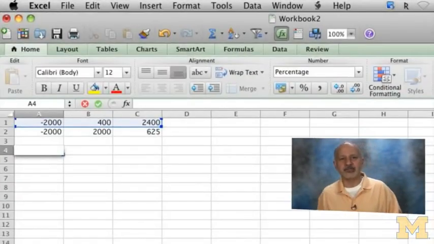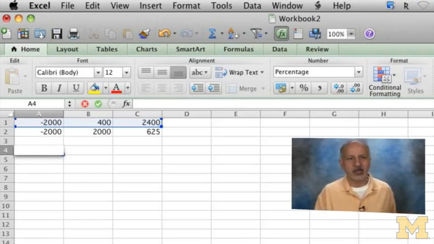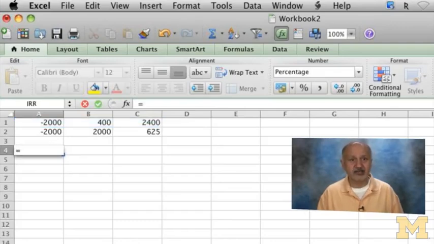And if you notice, I have already put in the numbers for cash flows. If you go up to row number 1, what you'll notice is in cell A1, I have minus 2,000. In cell B1, I have 400. And in cell C1, I have 2,400. And this is project A. Project B is minus 2,000, 2,625. So let's just try and do the IRRs.